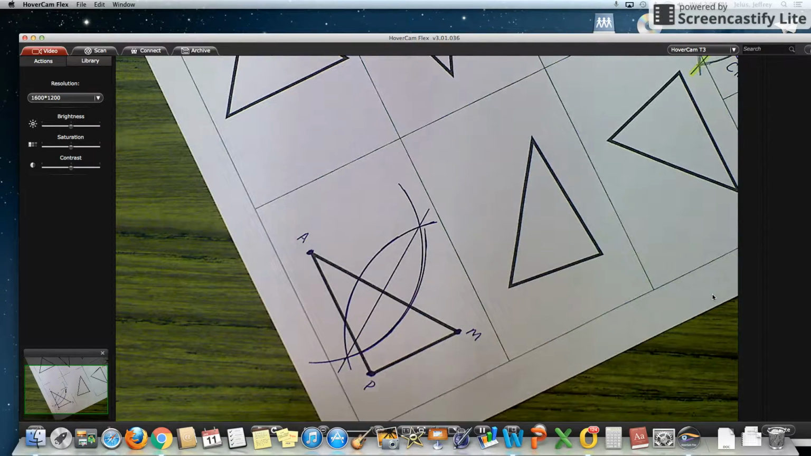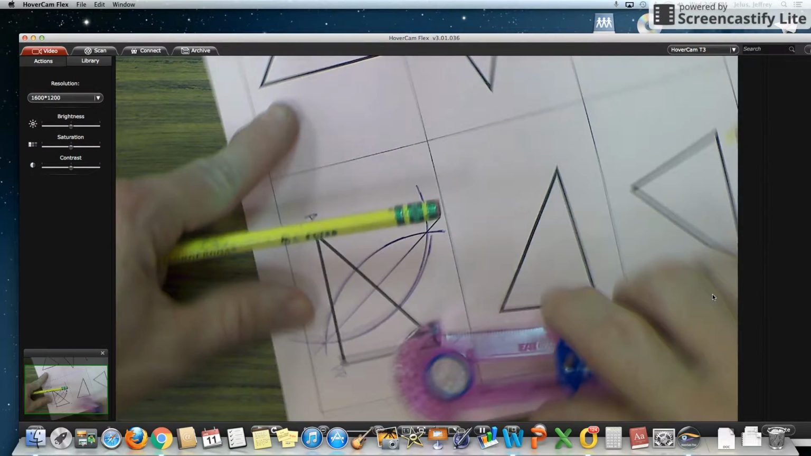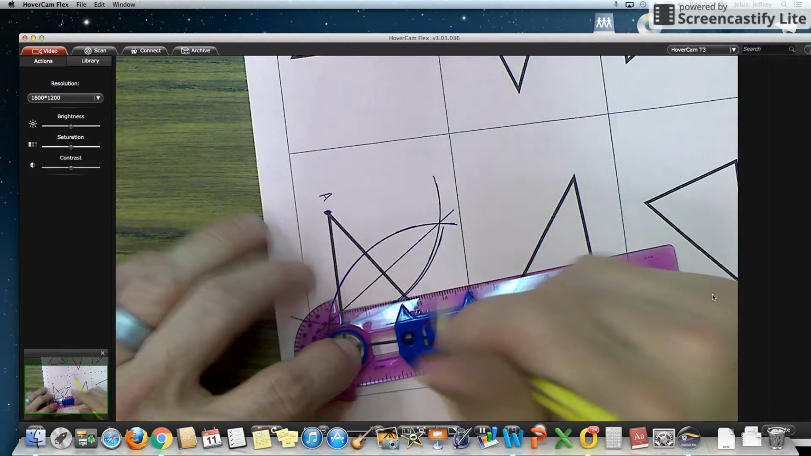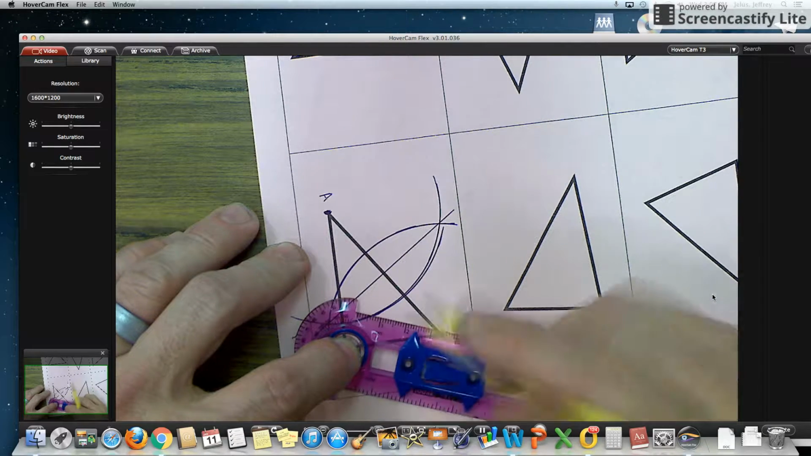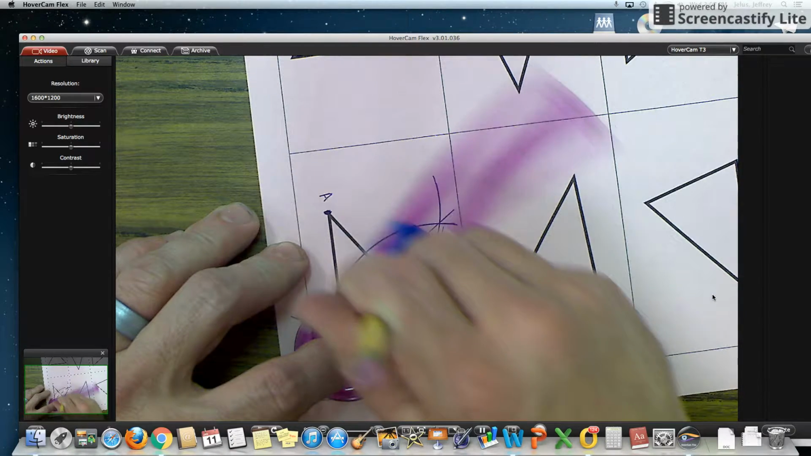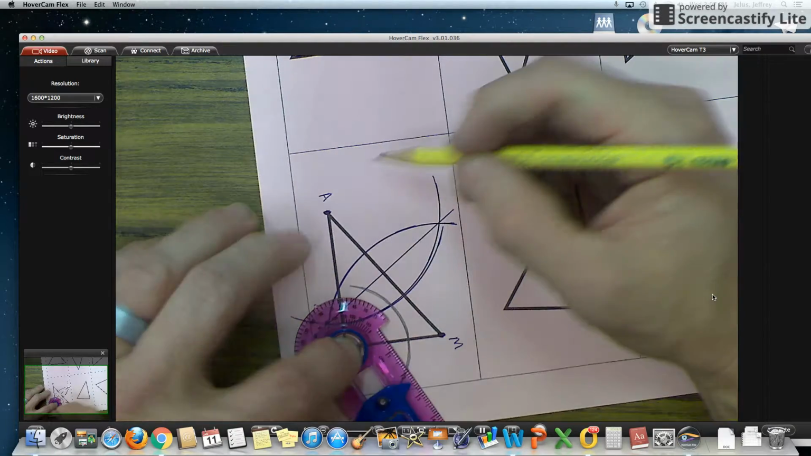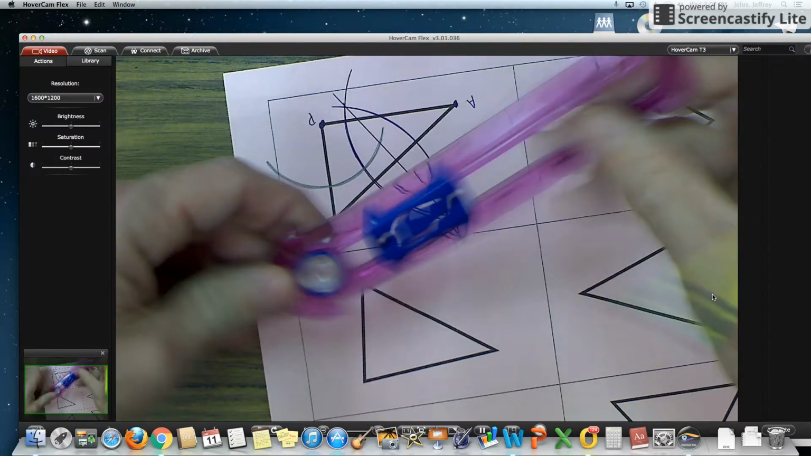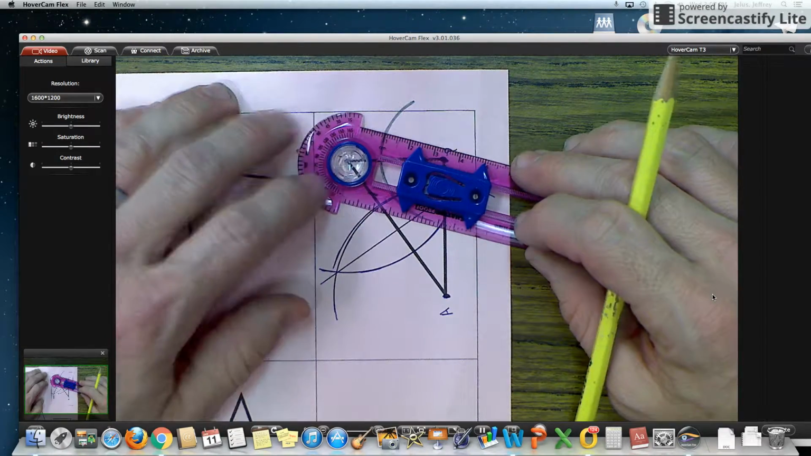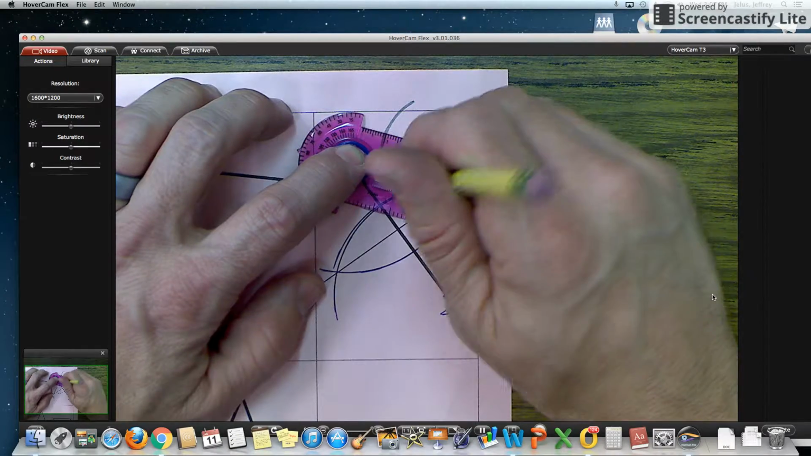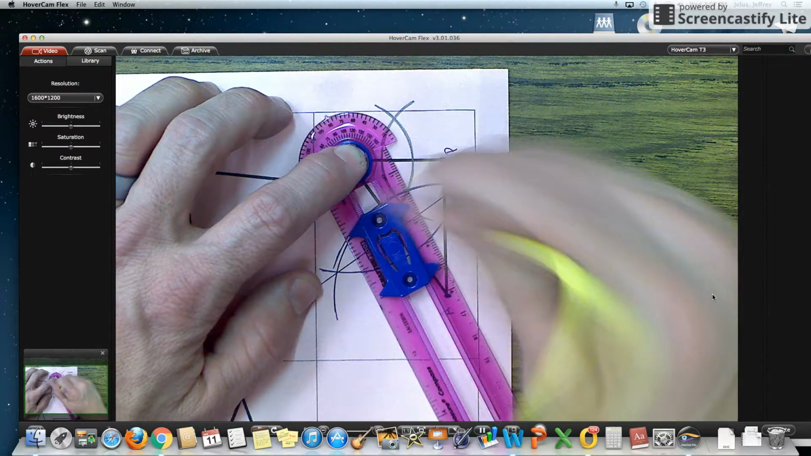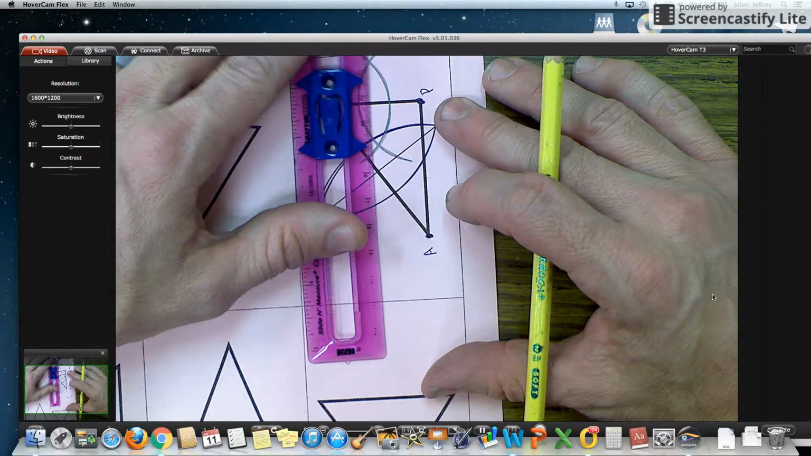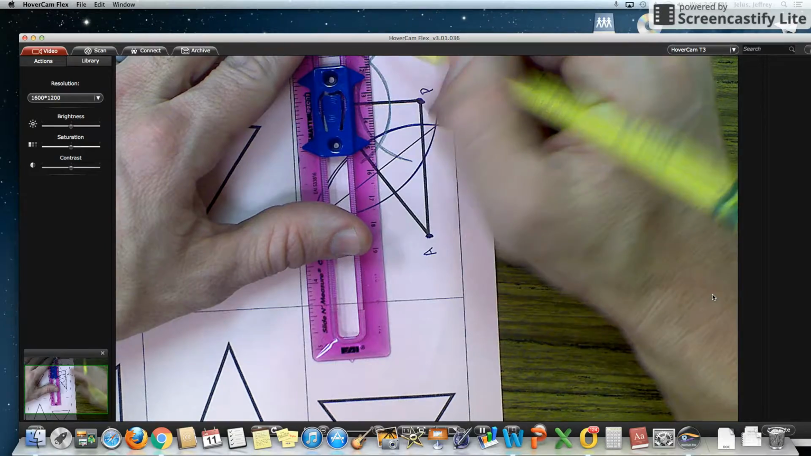And now I am going to change pencils, go back to my pencil, and I'm going to find the perpendicular bisector of PM. PM, make sure that the slider is over halfway. Slider's halfway, make my first arc, rotate my paper this way so I can make my second arc. Okay, and then draw my perpendicular bisector here.